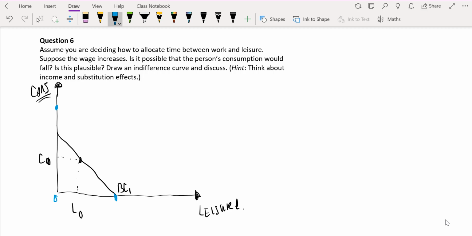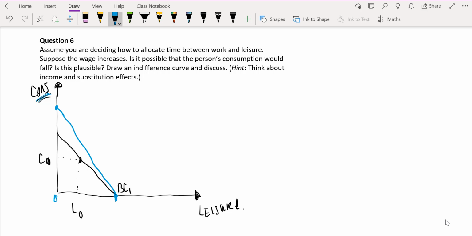So assuming that we just don't work at all, then we just use up all the available leisure time. So this would be the maximum leisure time. The only thing that changes would be the consumption point here, because with higher income we will be able to afford more consumption here. So now let's connect these two. So hopefully I will be able to do that properly. Oops, almost there. Right, so now the question says, is it possible that the person's consumption would fall?